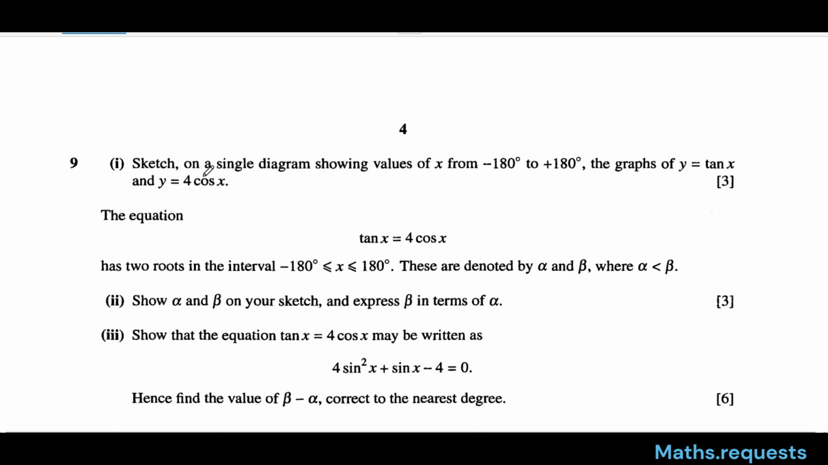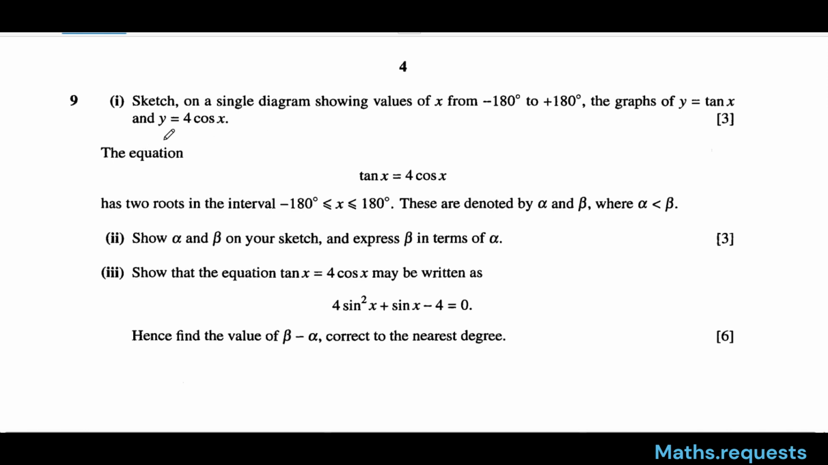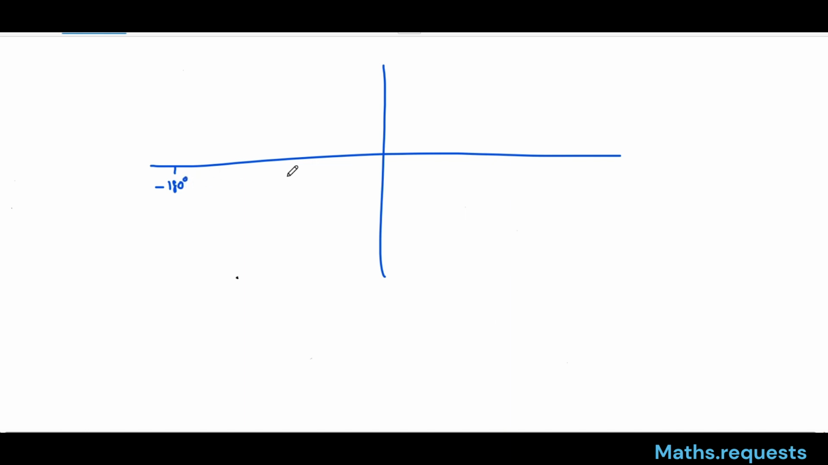Question 9. Sketch on a single diagram, showing values of x from minus 180 degrees to 180 degrees, the graph of y equals tan x and y equals 4 cos x. Okay, so we know the y equals tan x graph, and we know the y equals cos x graph. y equals 4 cos x is just the y equals cos x graph with a stretch of scale factor 4 parallel to the y-axis. So we can draw it here, just a sketch. So let's call this minus 180 degrees, minus 90 degrees, 90 degrees, and 180 degrees.